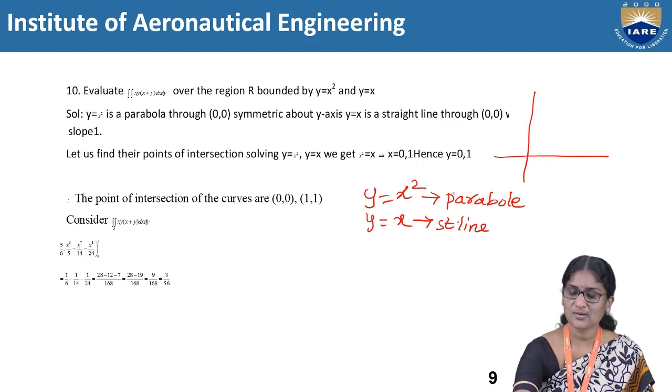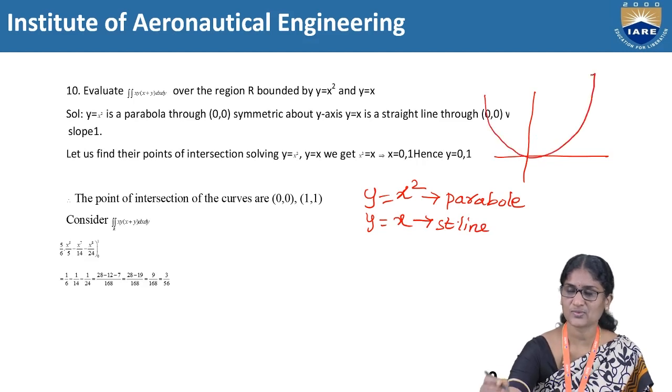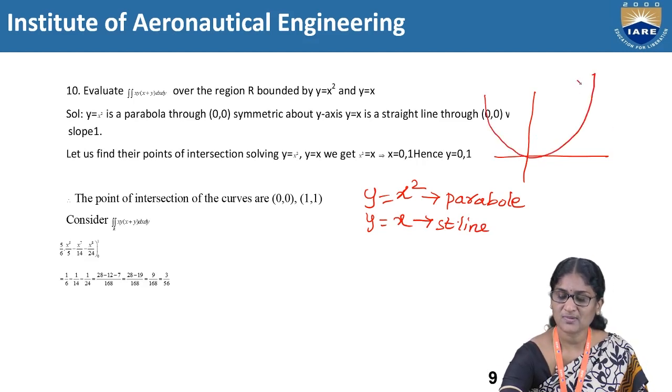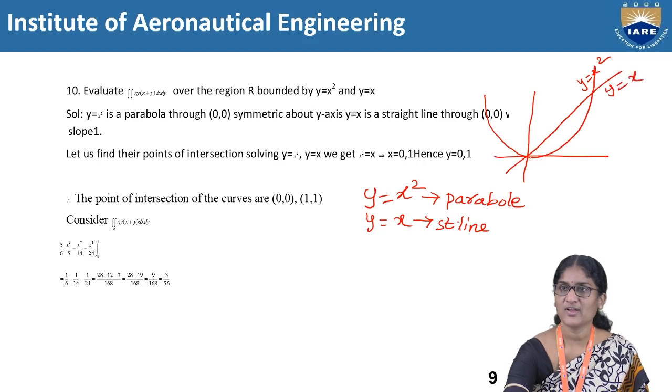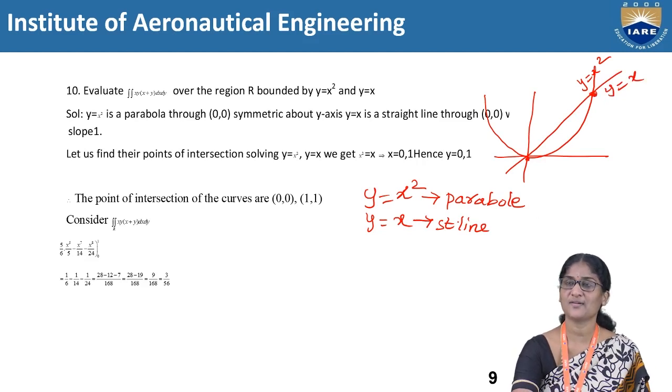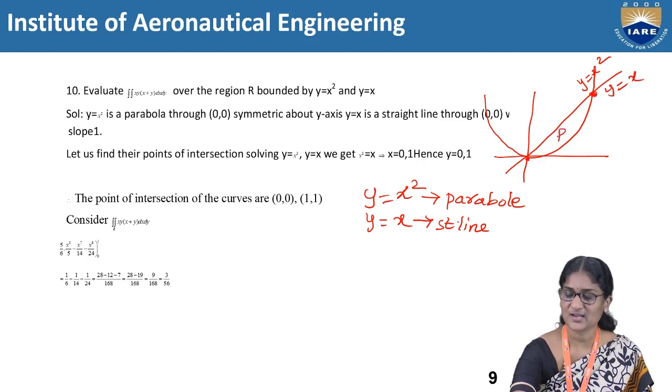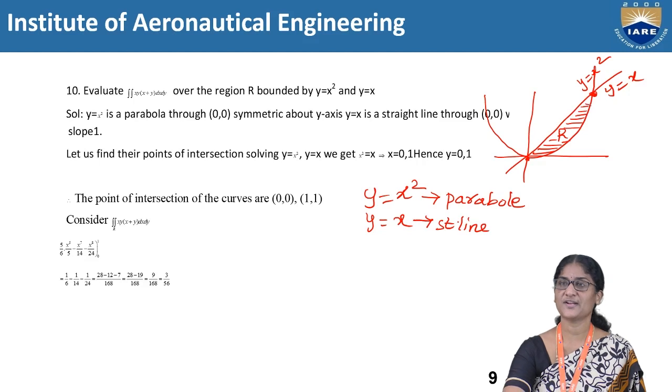y = x² is symmetrical about the y axis, so this is the y = x² curve, and that is the y = x line. Now we have to find the points of intersection. How to find the point of intersection? And this is the region of integration which I have. This is the region of integration.